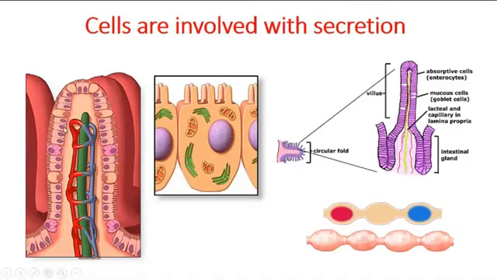There is another type of cell nearby to the goblet cells also. It's known as enteroendocrine cells. And these enteroendocrine cells start producing hormones. That's why they're known as the enteroendocrine, because they're enteric cells.